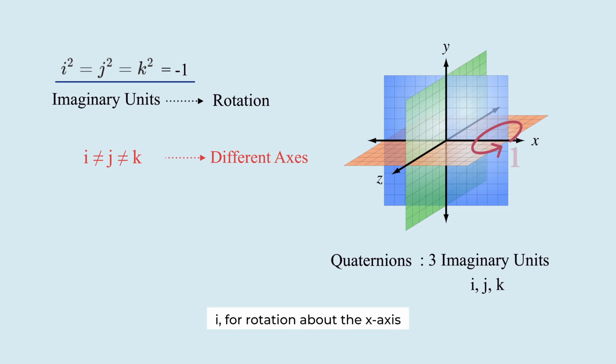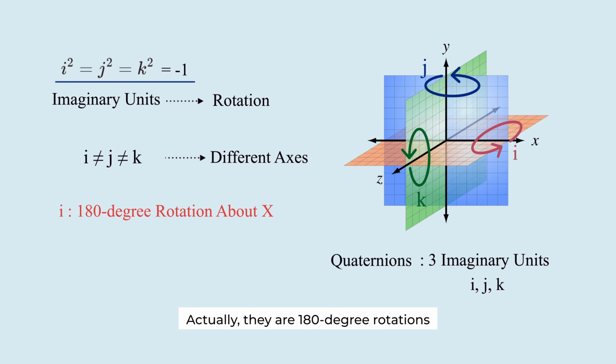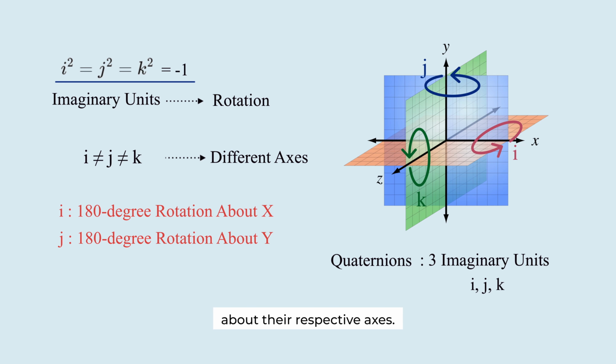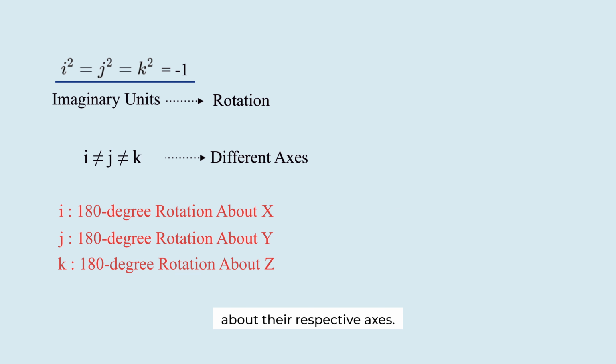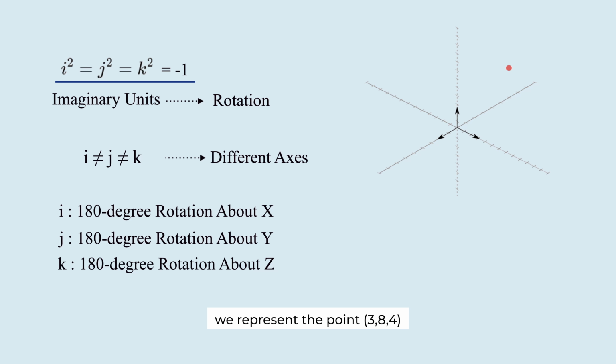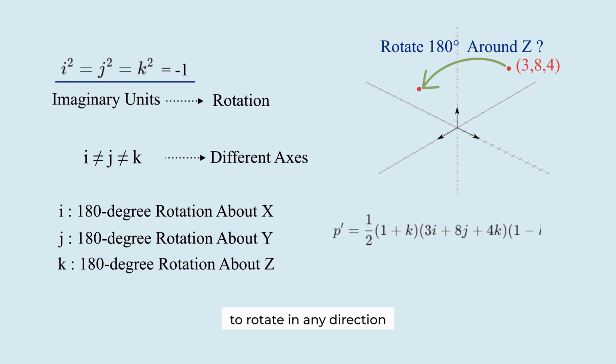i for rotation about the x-axis, j for rotation about the y-axis, k for rotation about the z-axis. Actually, they are 180-degree rotations about their respective axes. The moment we represent the point (3, 8, 4) as the quaternion 3i plus 8j plus 4k, that point is now ready to rotate in any direction in 3D space.